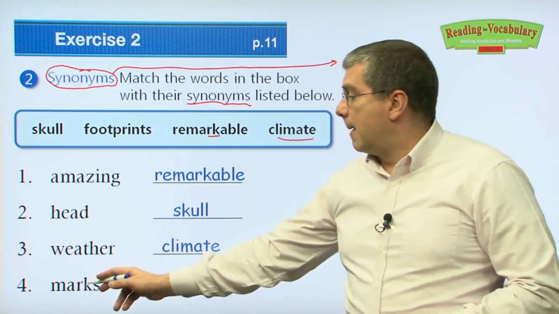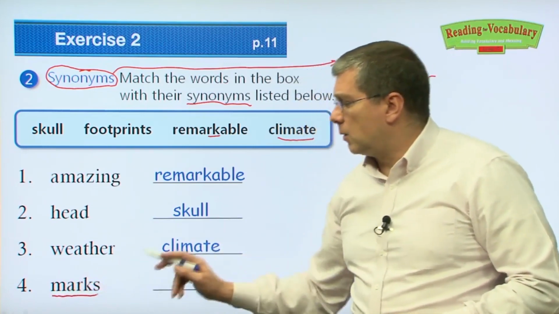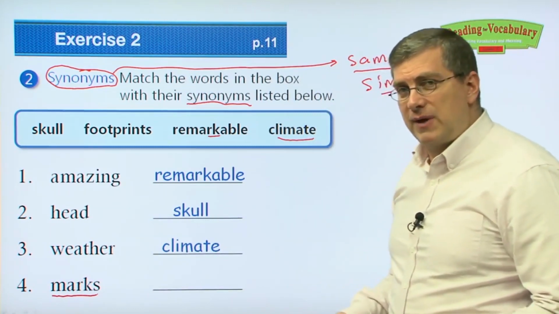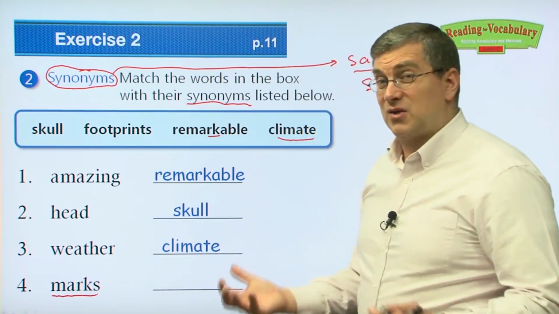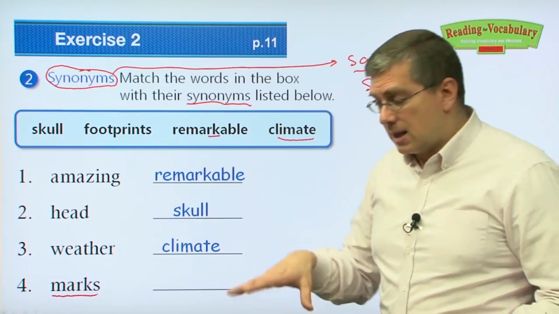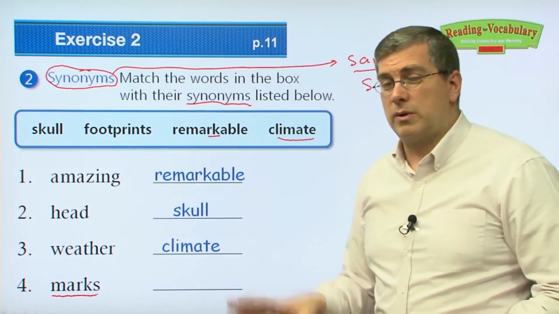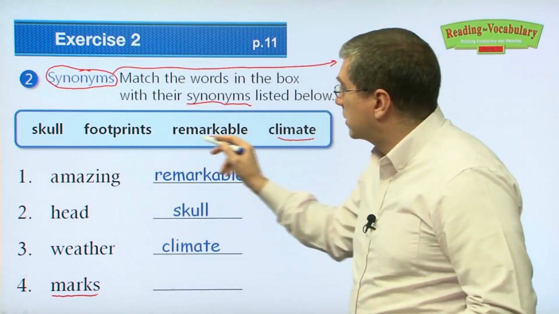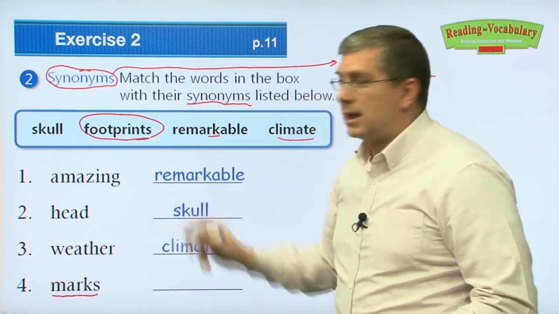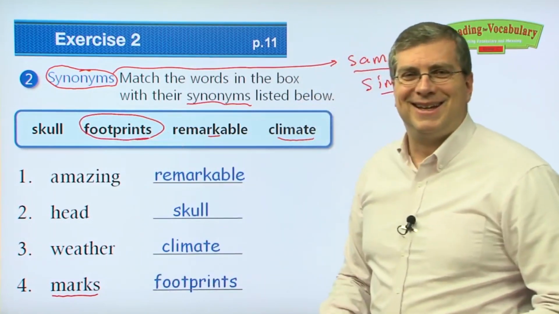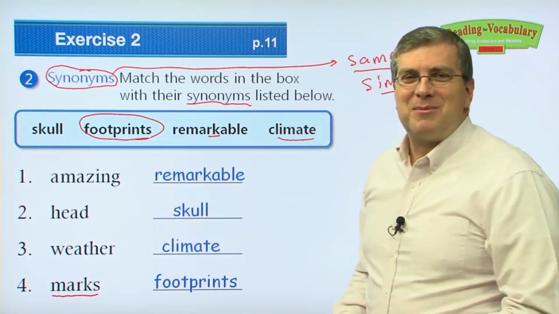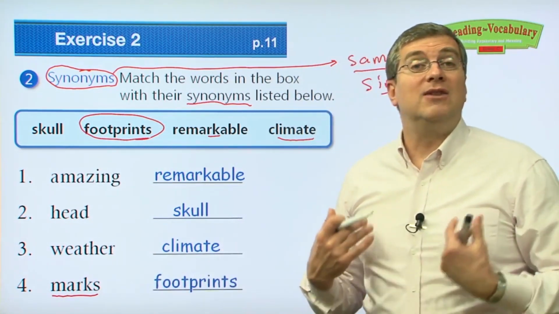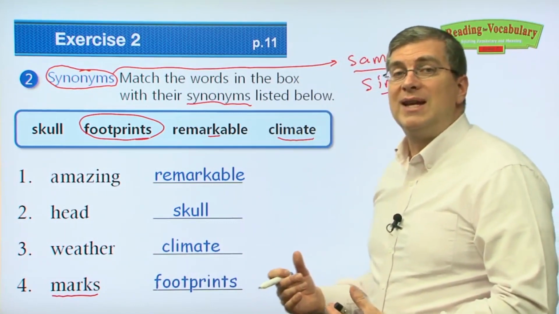Okay, the last one is marks. Now, when we learned this word in the vocabulary, we said marks that are left by feet, right? If somebody's walking along, especially in the snow or the sand, they leave marks in the snow or the sand. What do we call those marks? We call them footprints. Okay, so marks are footprints that we leave behind us by our feet.